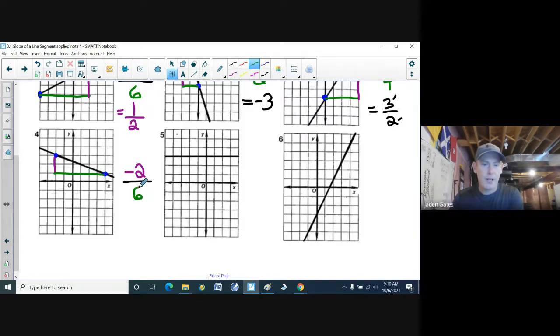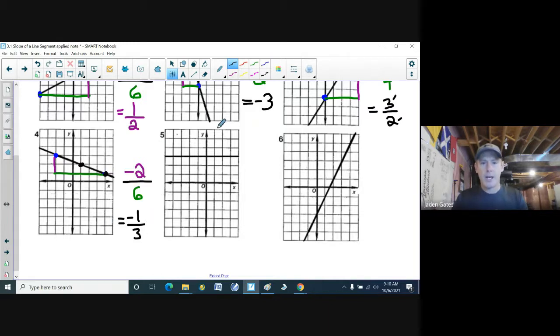6 to the right. And again, if I was to reduce this fraction to lowest terms, I could divide both the top and the bottom by 2, and I'd get -1/3. So it's saying the pattern of this line is down 1, right 3. Well, down 1, right 3. There is a point. Down 1, right 3. And there again is our other point that I used.